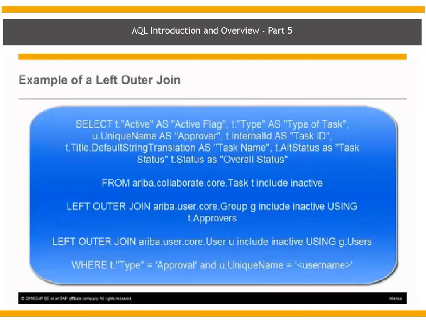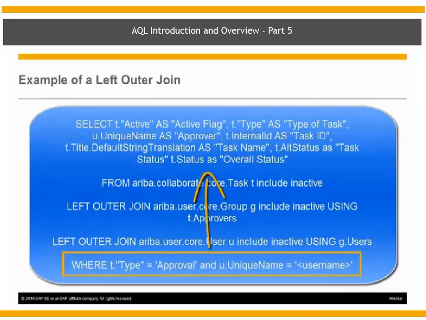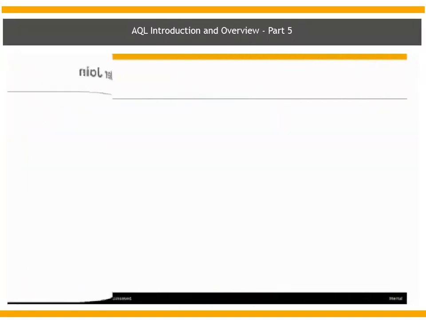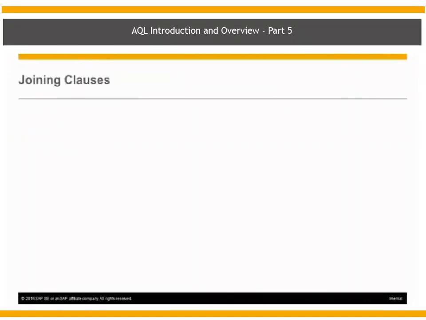In this example, note that we are looking specifically for the user information, which we are pulling in via the approvers of the task, followed by viewing the corresponding fields for that task. Now that we understand what joins are and the different types of joins we can use, let's review some key points to consider when working with joins.